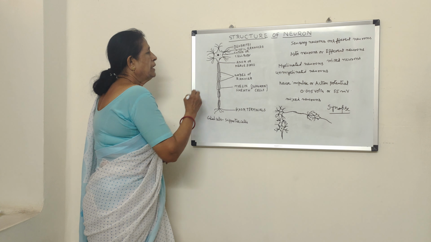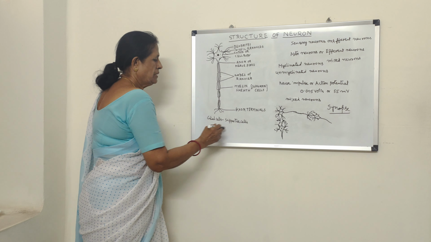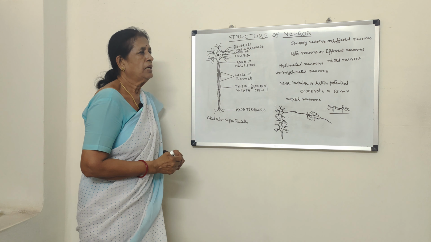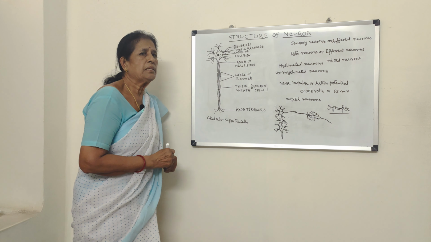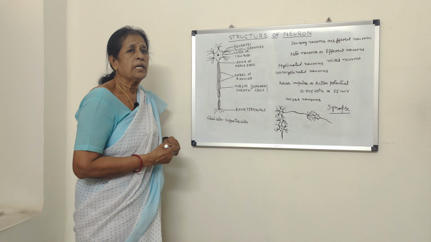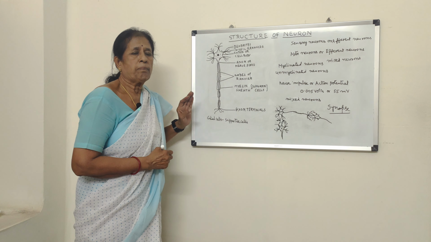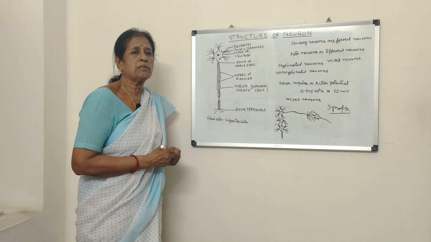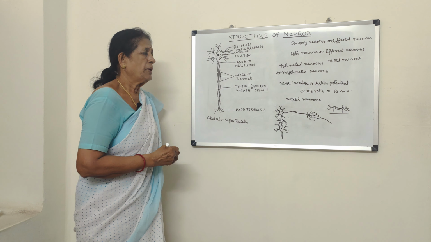And one more thing, the nerve cells have supportive cells. They are called glial cells. Glial cells are more in number than neurons. They support the neurons, they supply nutrients to the neurons, and they also see that the neurons function properly.